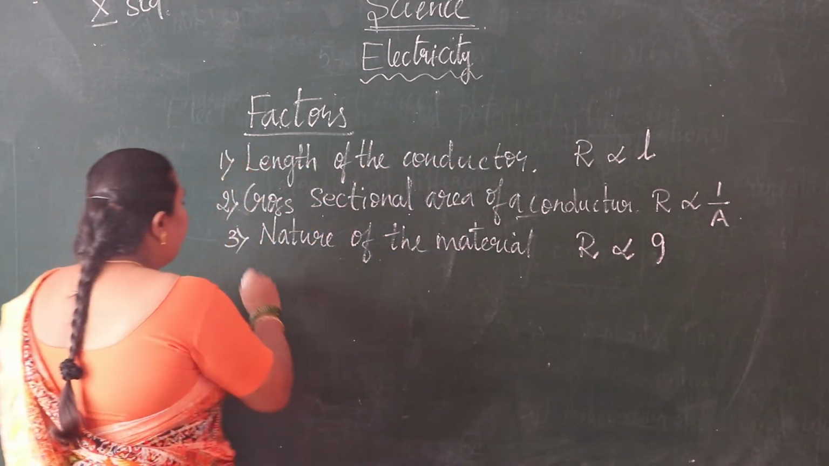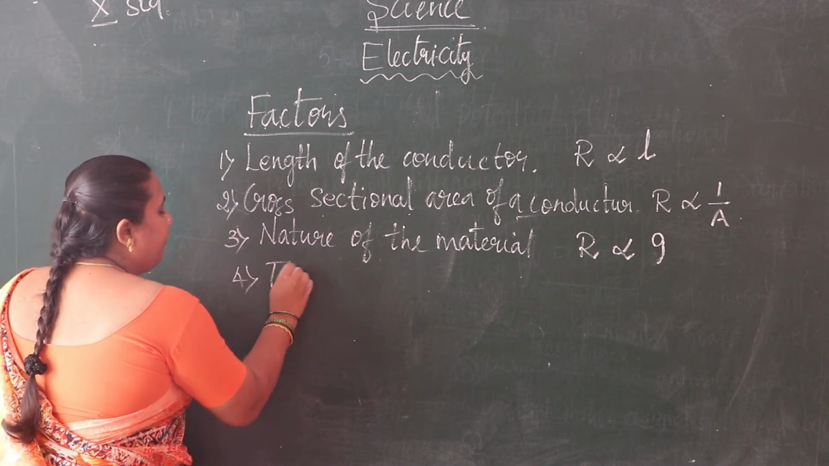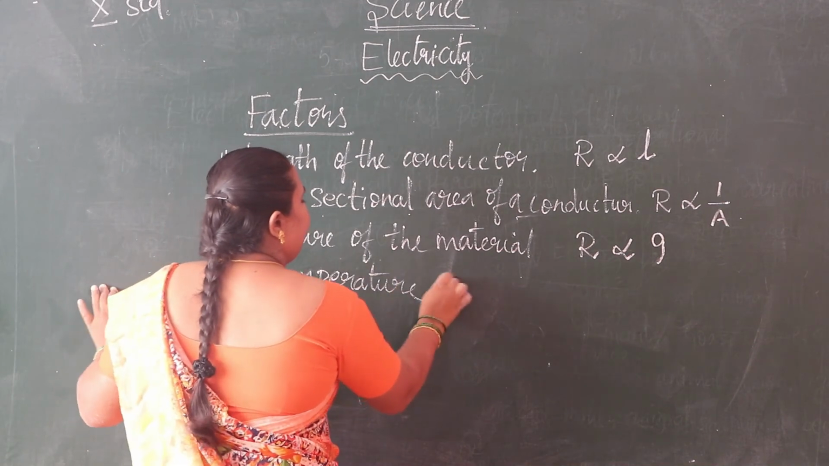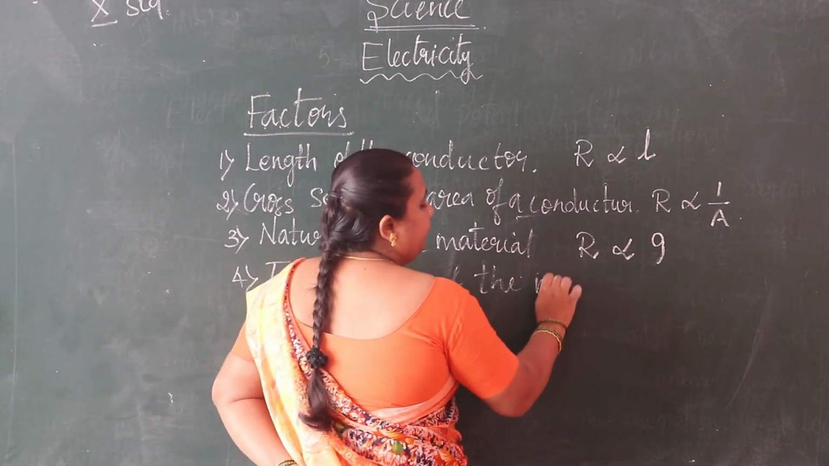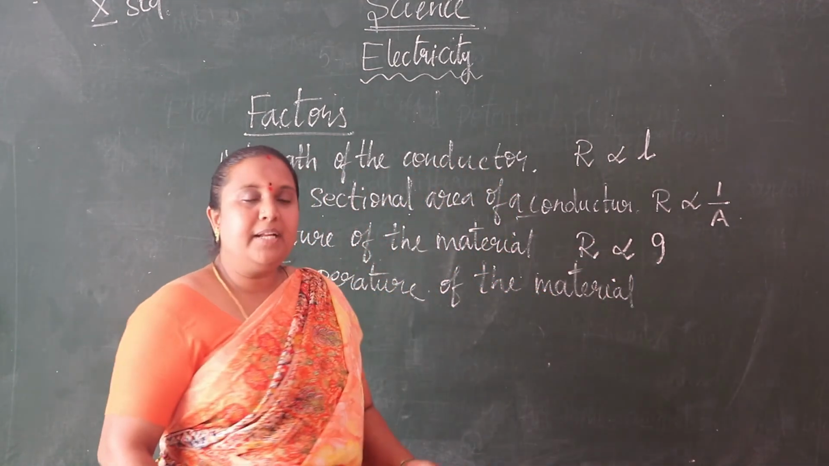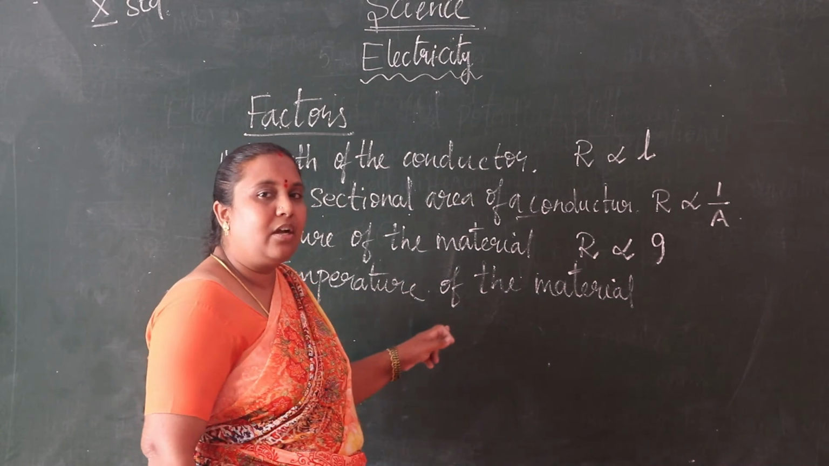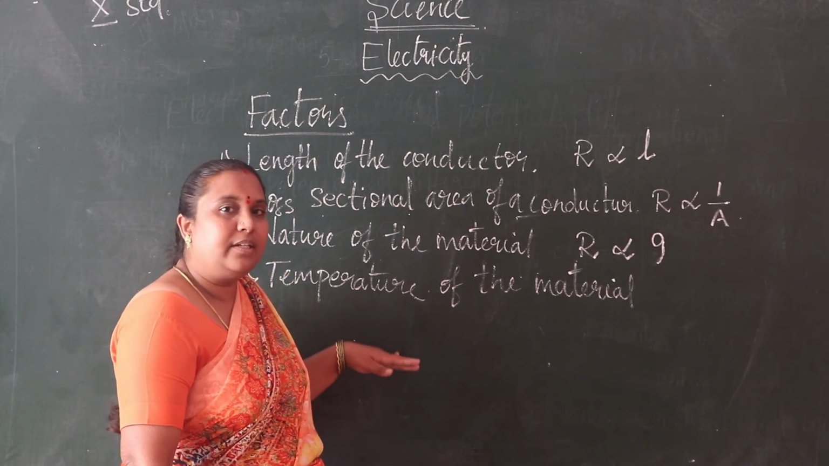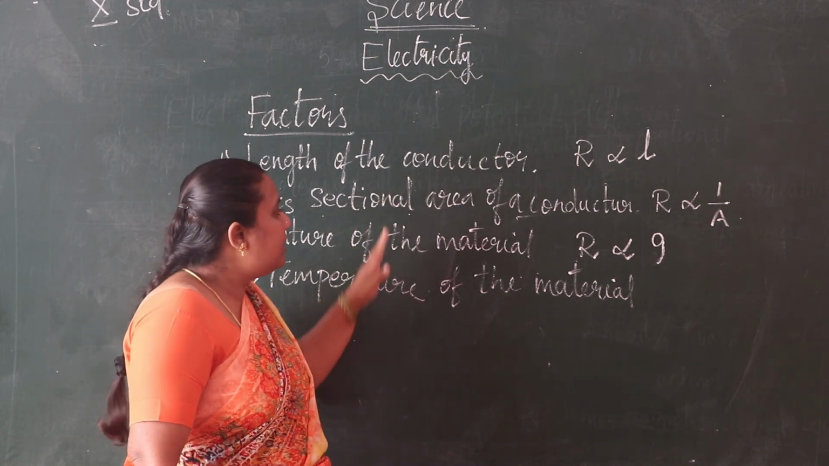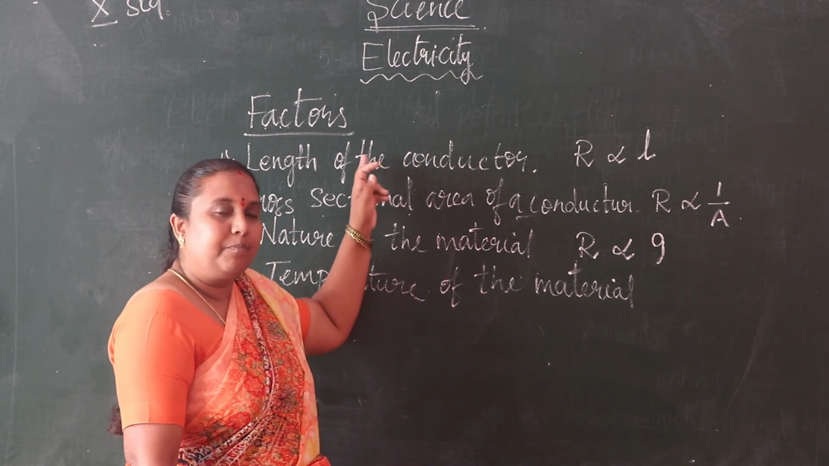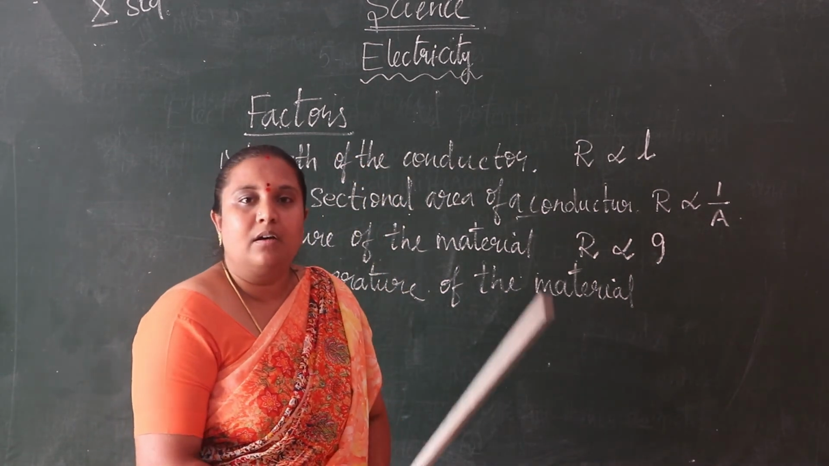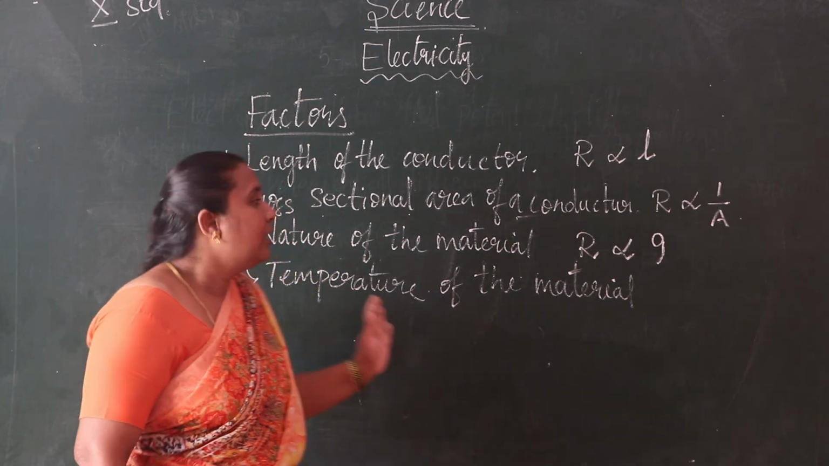Then one more factor, that is temperature of the material. Here, when temperature increases, resistivity also increases. If temperature decreases, resistivity also decreases. Understood, children? So these are the factors upon which the resistance of the conductor depends.